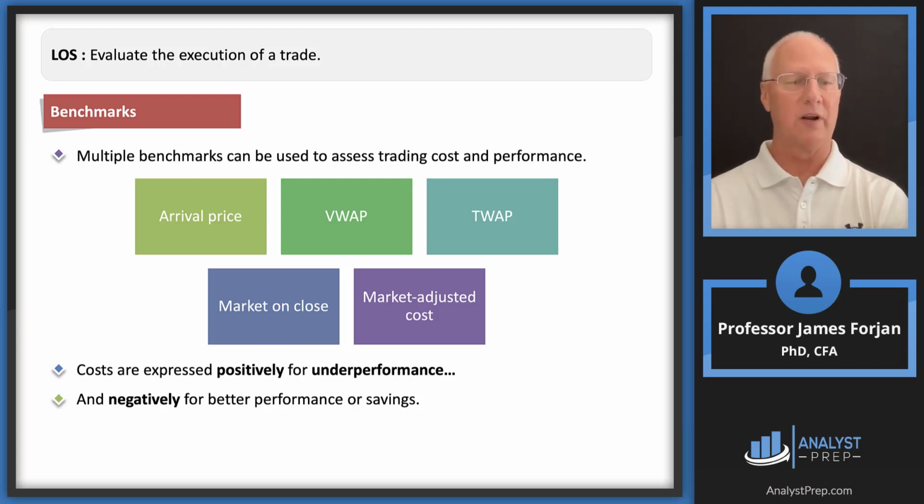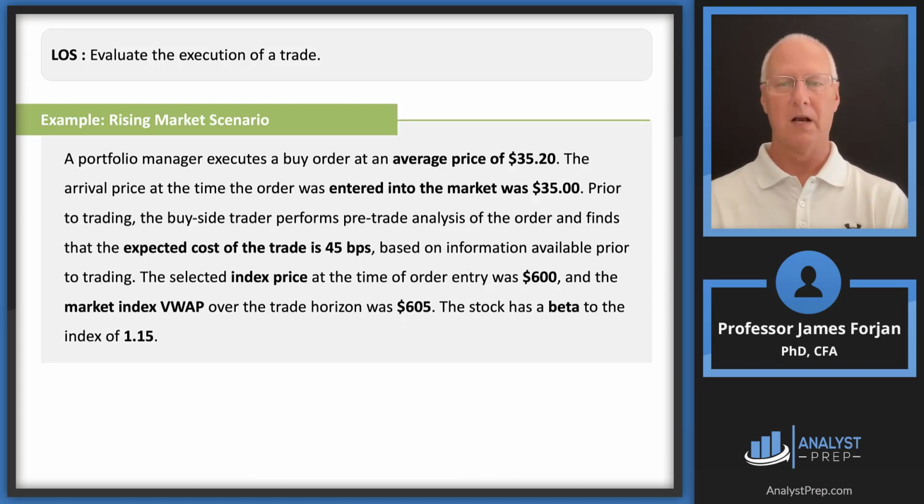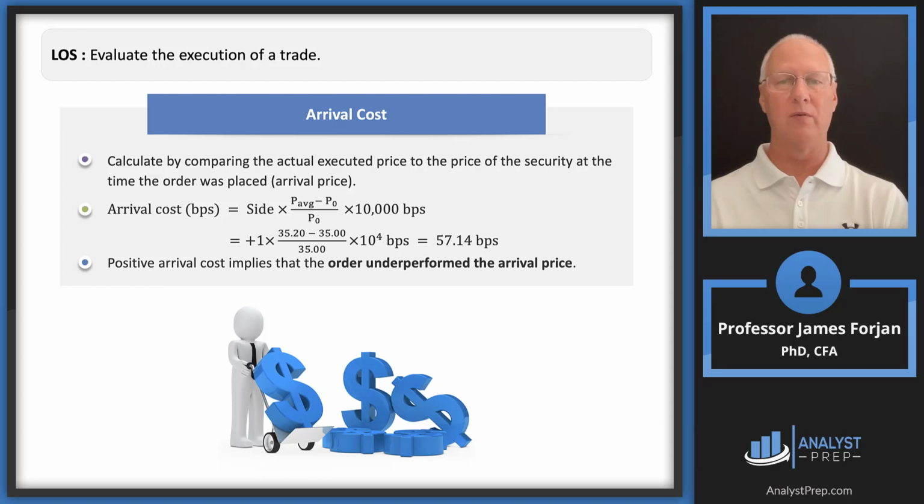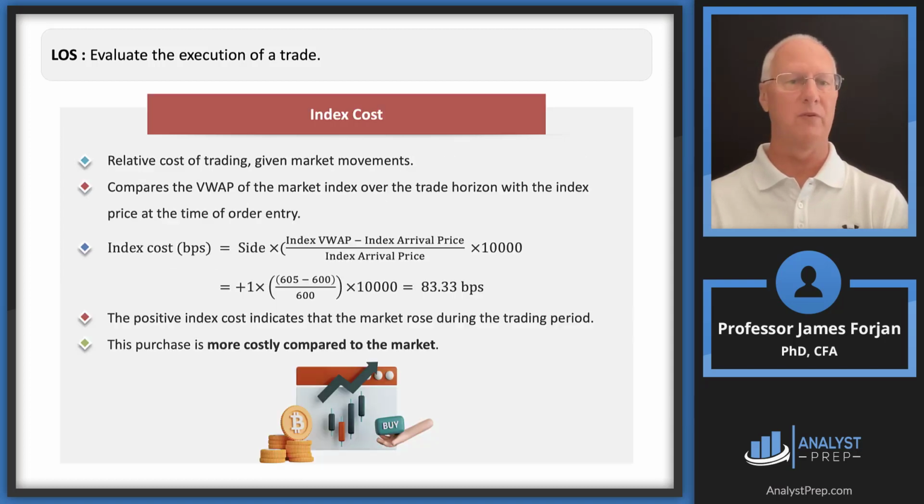All right, so costs are expressed positively for underperformance, negatively for better performance. So what does that tell us? 57.14. So there's order underperformance. How about the index cost? We're going to do the same inputs for the equation. There's the +1 and there's the 10,000 on the right hand side, but now we're going to take the difference between the index value weighted, which is 605, and the index arrival, which is 600. So there's 83.33 basis points. So this purchase is more costly compared to the market. So you get a sense of what we're doing here with this index cost.